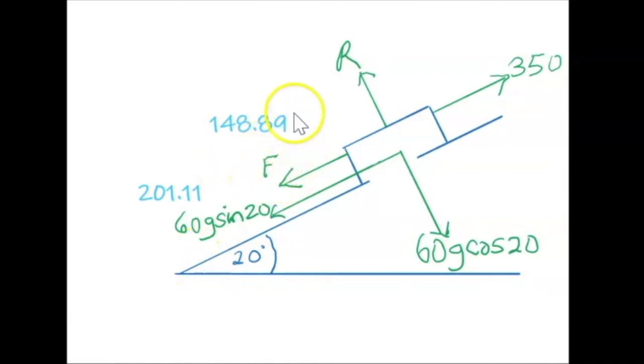The frictional force is actually 148.89, because if we add that to the 201.11, we get the 350 newtons, which is up, and the 350, which is down, and so there is no motion. So it is using 148.89 of its potential friction of 165.76 to stop any movement.